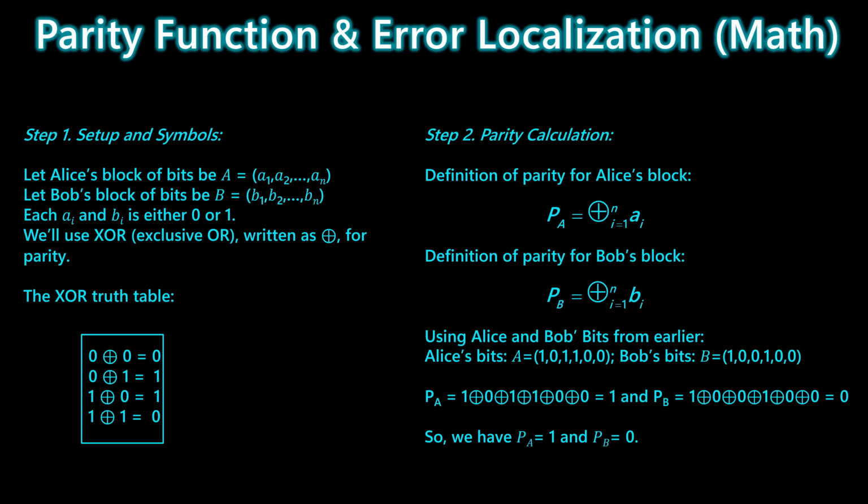On the right, you can see the formal definition of parity for each block. Alice takes all her bits and reduces them to a single parity value. Bob does the same. They don't reveal their bits, only this one summary number. Using the example from earlier, the bottom line is simple. Alice ends up with one parity value, Bob ends up with another. And now they can compare those two numbers publicly without giving anything away. This sets the stage for the next step, using those parities to detect whether a block contains an error.